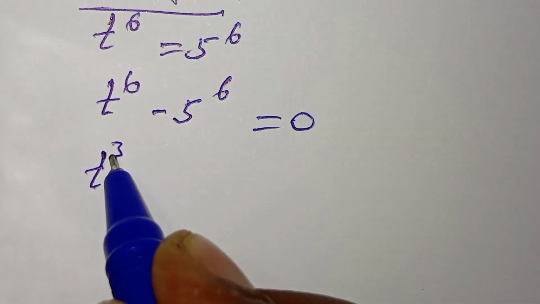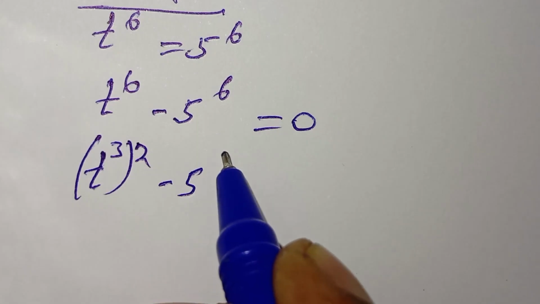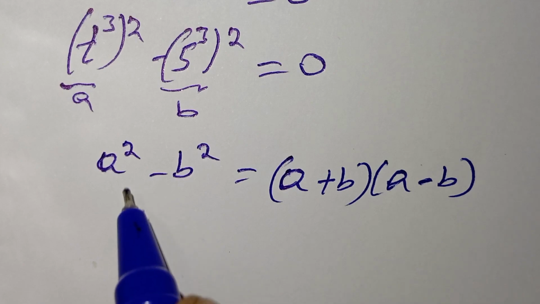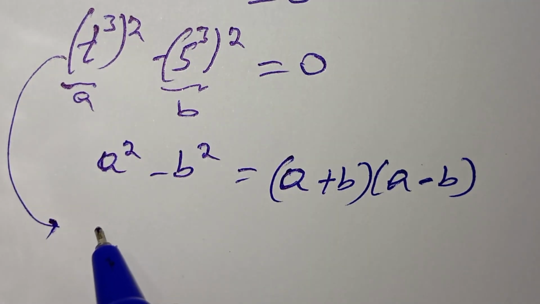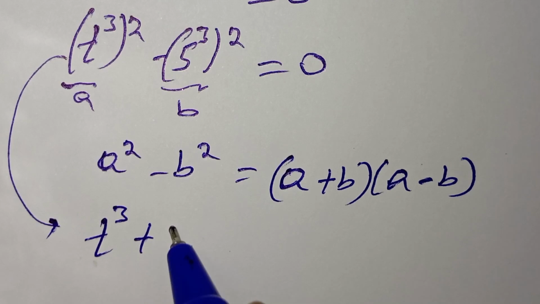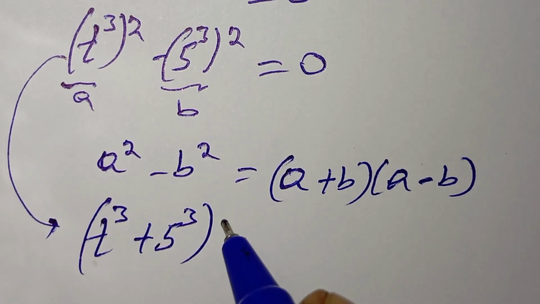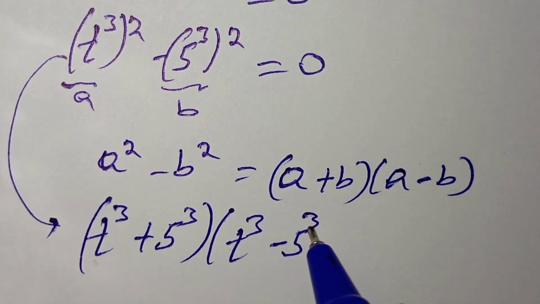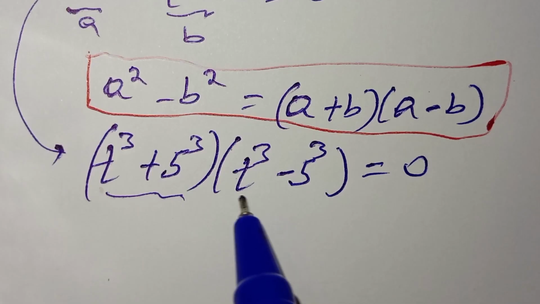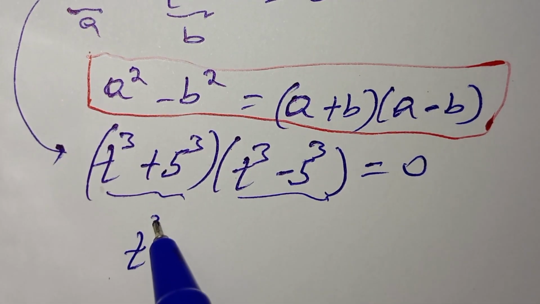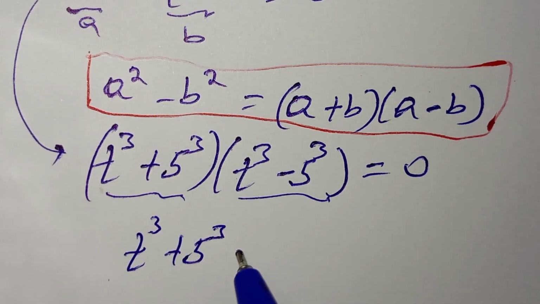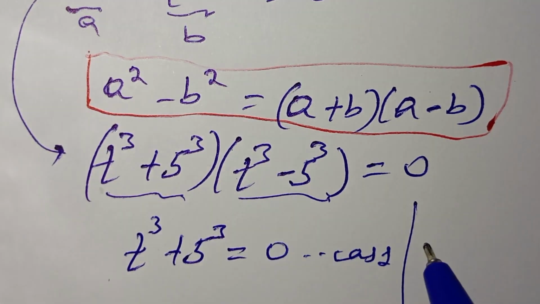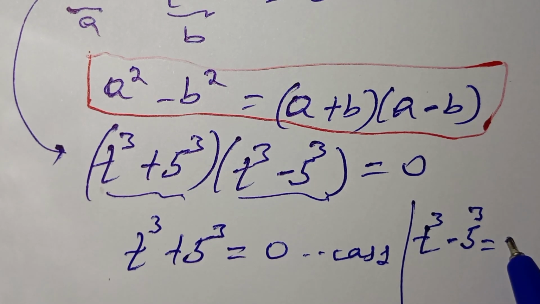t to the power of 3 to the power of 2 minus 5 to the power of 3 to the power of 2 is equal to 0. Based on this it becomes t to the power of 3 plus 5 to the power of 3 times t to the power of 3 minus 5 to the power of 3 is equal to 0. Two cases: t to the power of 3 plus 5 to the power of 3 is equal to 0, case 1, and this one, t to the power of 3 minus 5 to the power of 3 is equal to 0.